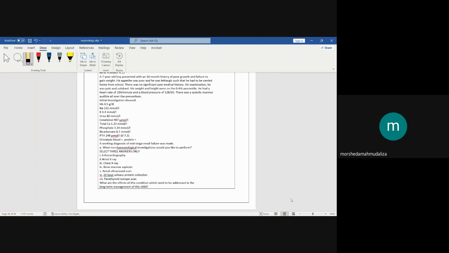Very important. Here you have to choose three things: echo, wrist X-ray, chest X-ray, bone marrow aspirate, renal ultrasound, 24-hour urinary protein collection, parathyroid isotope scan. So take 3 answers. They can ask for 3 answers.